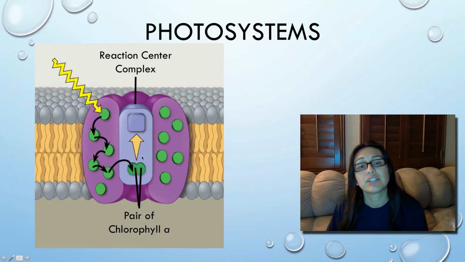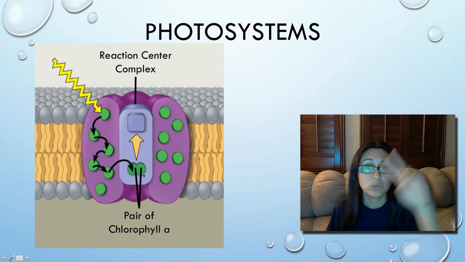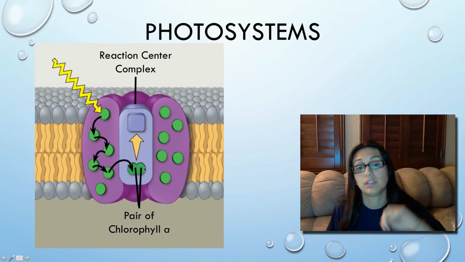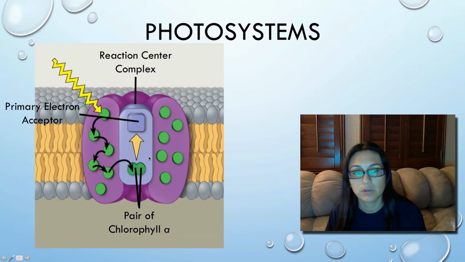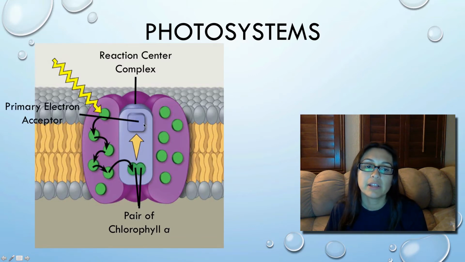Within the reaction center complex, there are two really important parts. There's a pair of chlorophyll A molecules located at one end, and then there's also a primary electron acceptor. This is a molecule that is going to accept electrons from chlorophyll A. Very, very important.